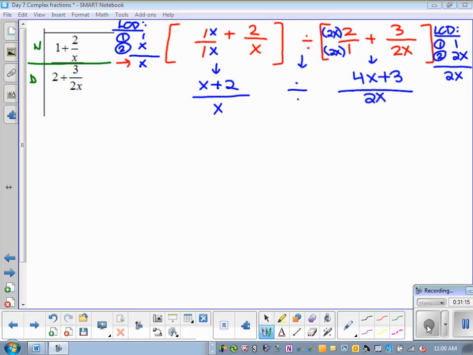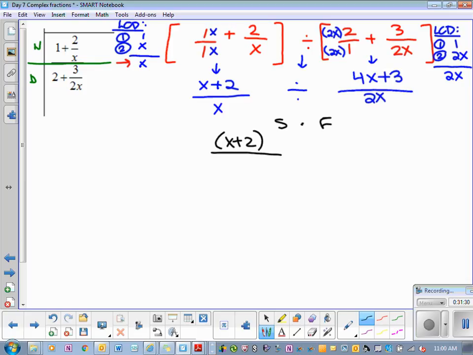So now I have a fraction divided by a fraction. So now I can go into what? Same times flip. Good. Keep the first one the same. And I'm actually going to put parentheses around that x plus 2. Times. And then let's flip the second one. I'm going to put parentheses around this 4x plus 3.